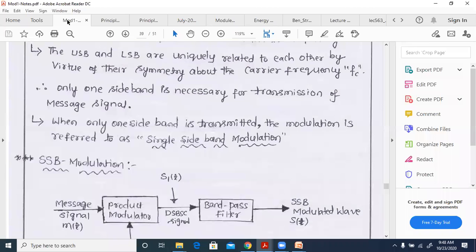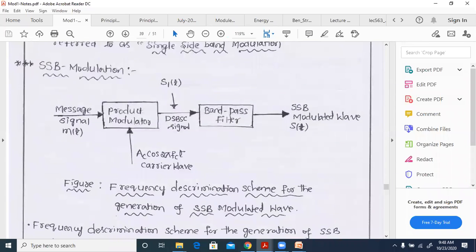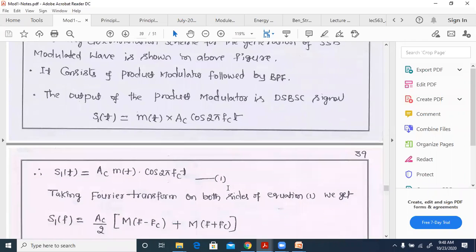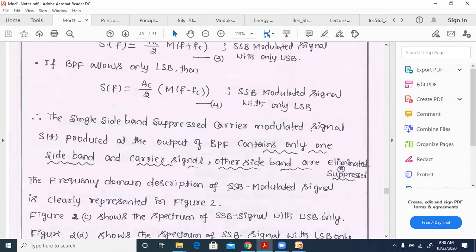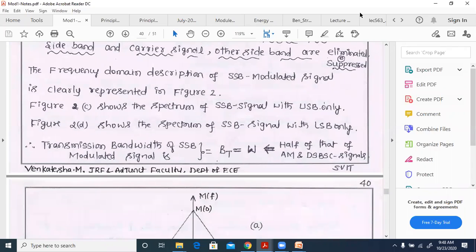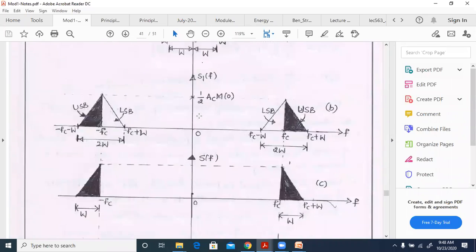Okay, we'll find that out and tell you. Here, what is given is the frequency discrimination scheme for generation of SSB wave. Just check if it is there. Please inform me on the chat box. Okay.